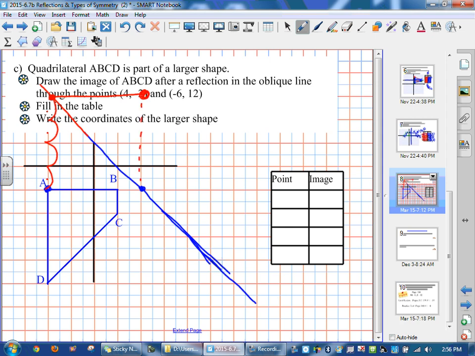Now, B prime, how far is B away from the line going up? 1, 2 steps away from the line, correct? He's going to go 2 steps away from the line, taking a right turn. There's B prime. Okay? So now I can actually join those two. So now I've got A and B.